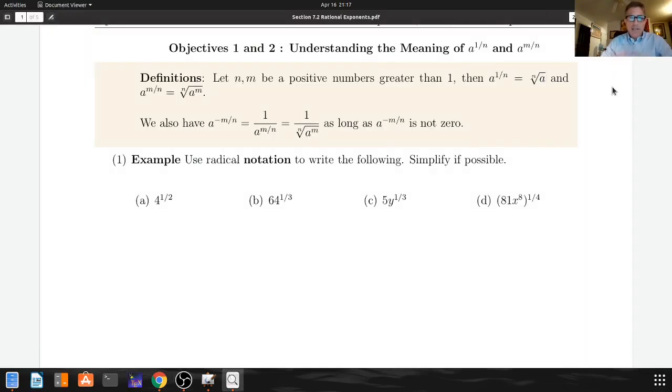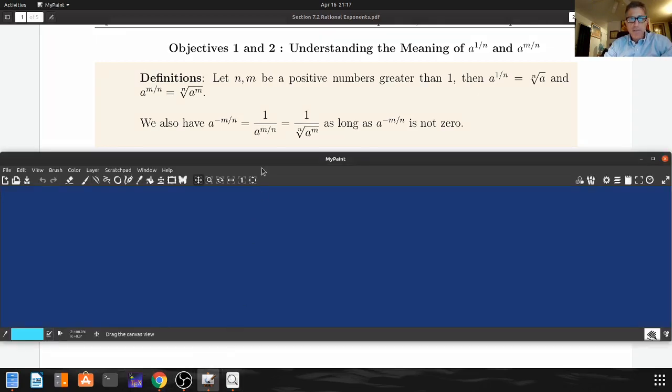Okay, let's look at Chapter 7, Section 2, looking at rational exponents. So let me extend this notion to you really fast. Let me bring this up.